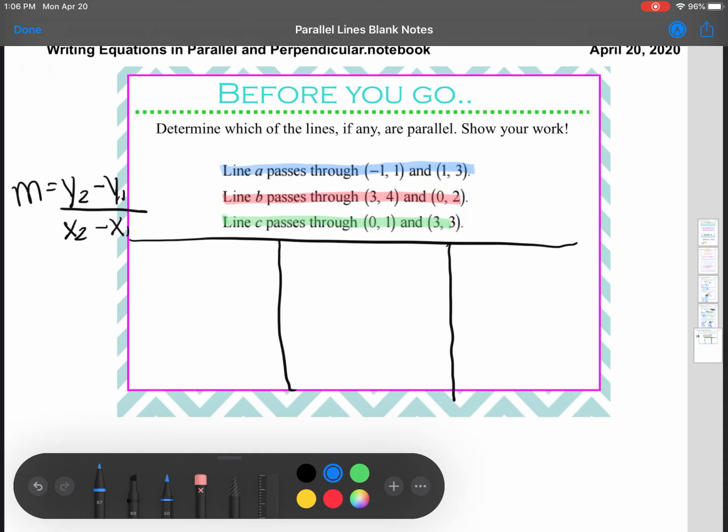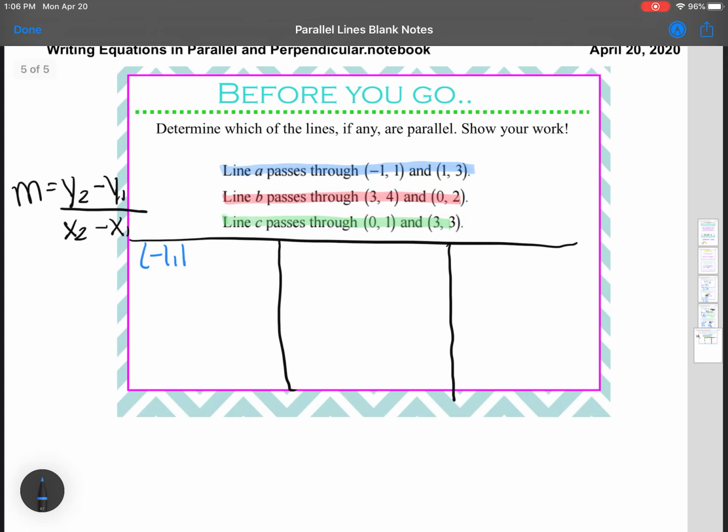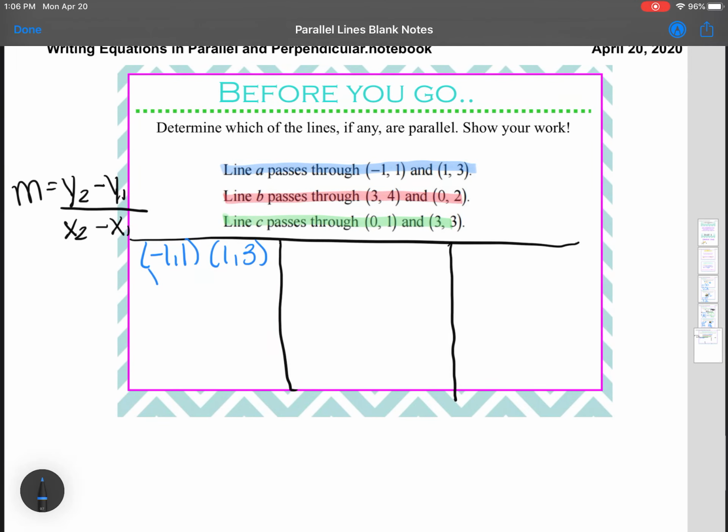So first, I have line A. I have negative 1, 1, and 1, 3. I will label my points x1, y1, x2, y2. Now, my m, I'm just plugging it into this formula up here. So, y2 minus y1, 3 minus 1, over x2 minus x1, 1 minus negative 1, that becomes plus 1. So, 3 minus 1 equals 2, 1 plus 1 equals 2. So my slope of the first line is 1, okay?